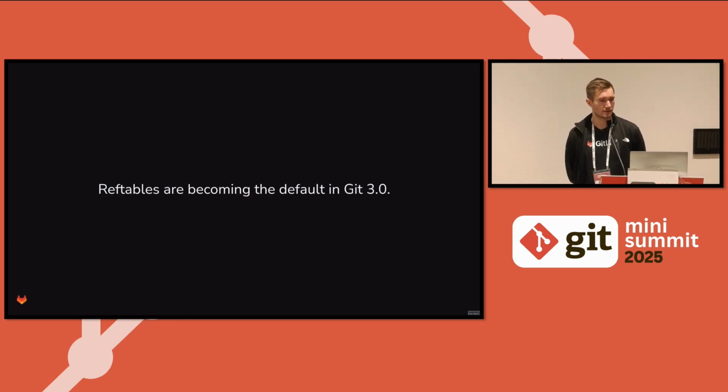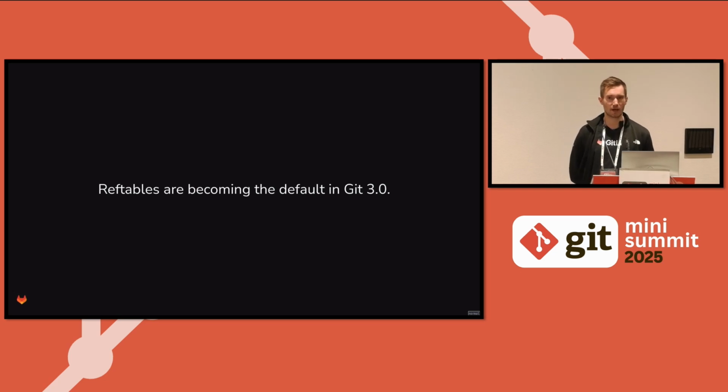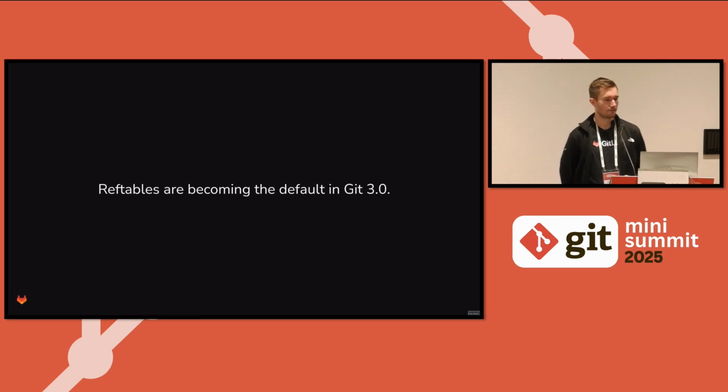Also, last but not least, reftables will actually become the default in Git 3.0. So if you use Git in your scripts, or if you use Git on the server side, then you should definitely verify that you don't play any weird games by writing references directly via the file system, for example. You should always access references via Git commands, and if you do so, you shouldn't, in the best case, observe any differences.